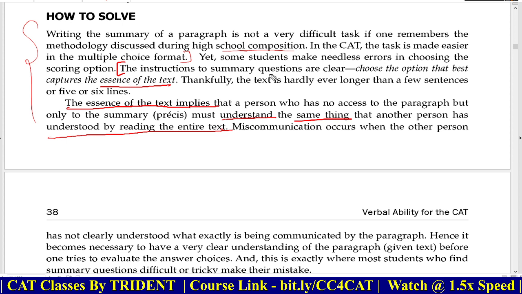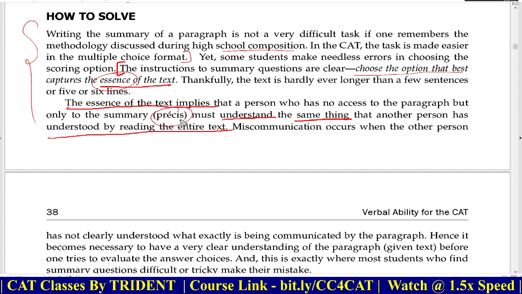The instruction to summary questions are very clear. Choose the option that best captures the essence of the text. Now, this is very important. Essence. What is essence? Essence of the text implies that a person who has no access to the paragraph but only to the summary precis must understand.